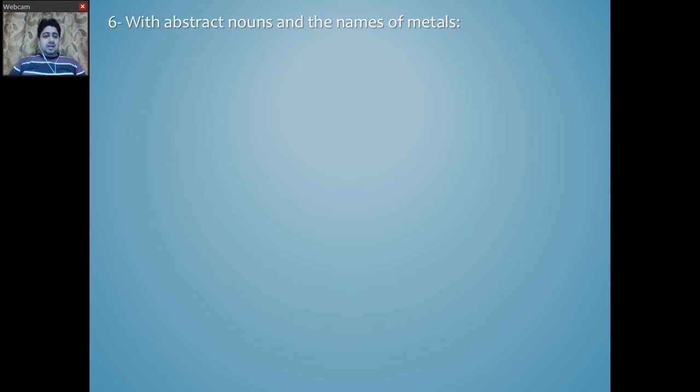Number six, with abstract nouns and the names of metals. Abstract nouns are nouns that you cannot comprehend using your five senses. These are nouns you cannot smell, touch, taste, or hear. For example, love, beauty, hatred, friendship, and the list goes on. These are abstract nouns. Okay, and now metals, for example, or other substances like wood, silver, gold, also we don't use any article with these.